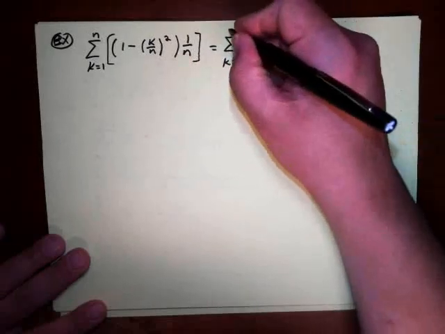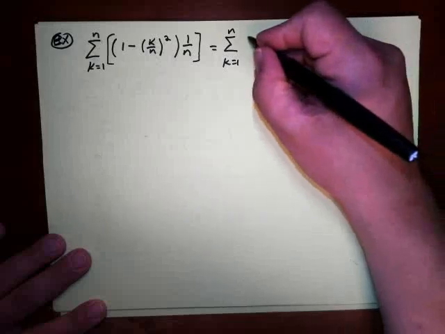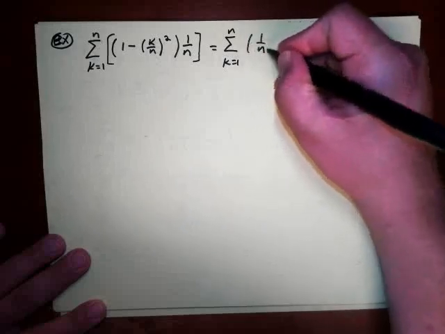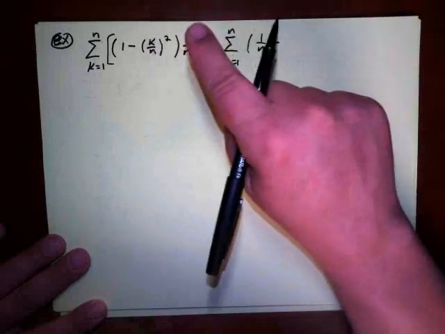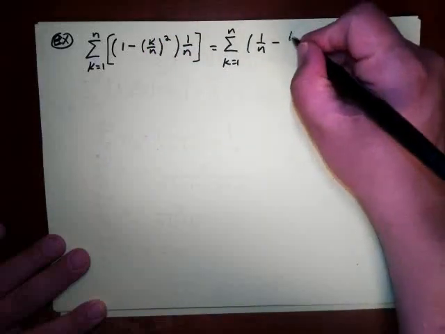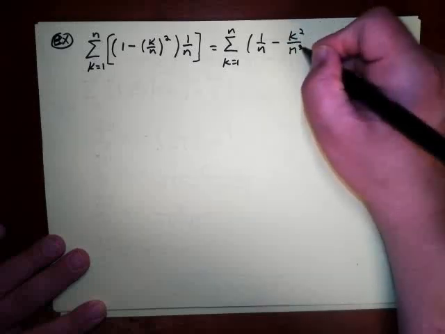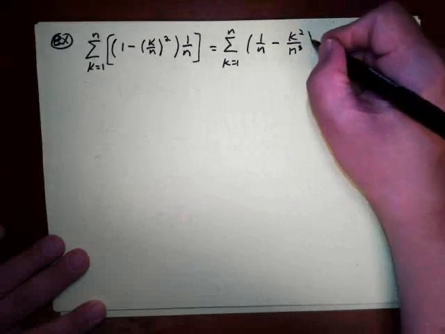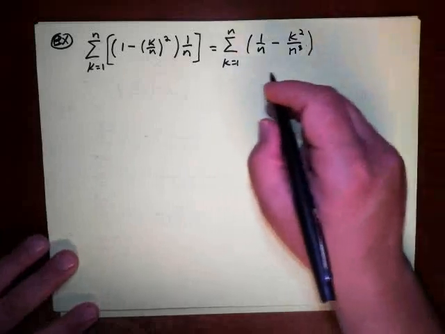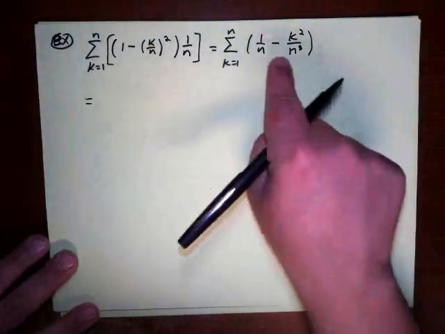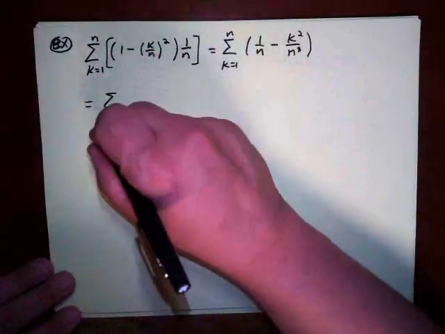Sum from k equals 1 to n, and I'm going to distribute the 1 over n here, and I'm going to get 1 over n minus k squared over n squared, so this would be k squared over n cubed when I distribute the 1 over n. And so I get that. And now I need to split this up. I can split the two sums up over the difference.